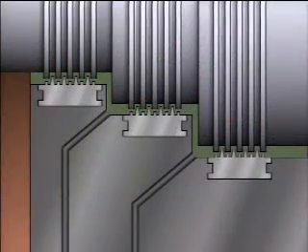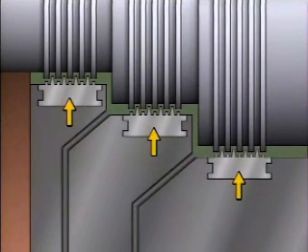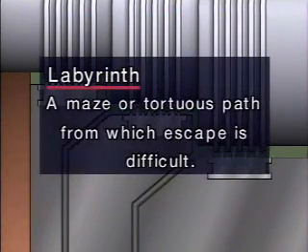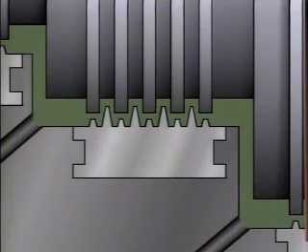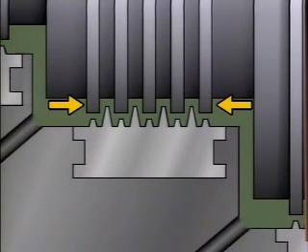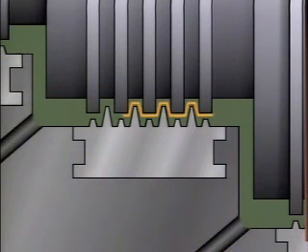One way to keep steam from leaking out of a turbine and air from leaking in is to use Gland steam seals. This Gland steam seal is made up of several labyrinth seals. A labyrinth is defined as a maze or tortuous path from which escape is difficult. The maze in a labyrinth seal is a set of grooves and ridges which correspond to another set of grooves and ridges on the turbine shaft. The labyrinth seal creates a tortuous path or maze.